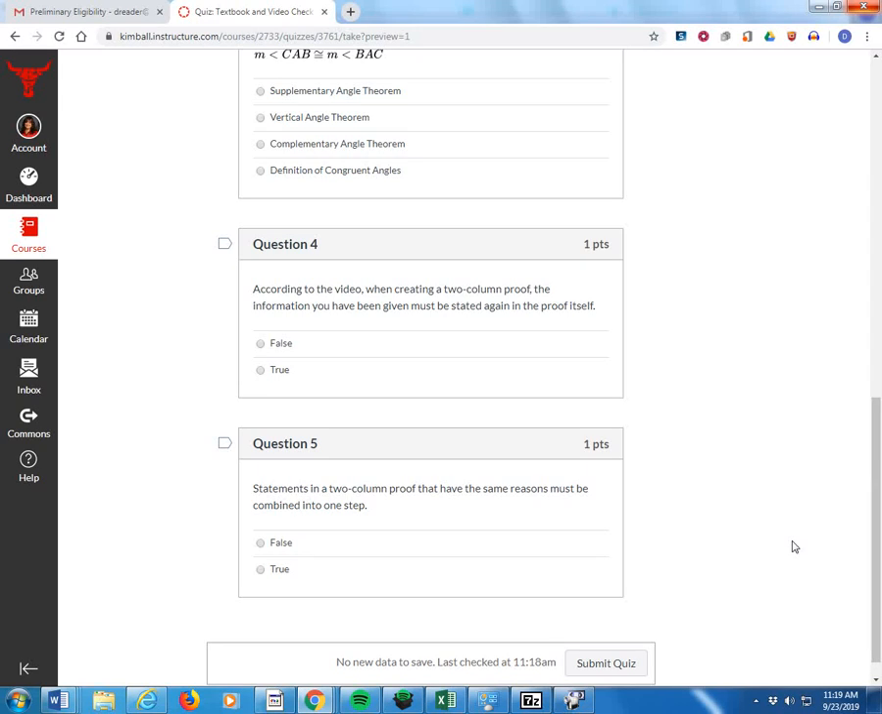And then question 5. Statements in a two-column proof that have the same reasons must be combined into one step. You don't have to. You can write it out as two separate steps. You can combine it in one step if it's the same reason, but you don't have to. So it's not must.